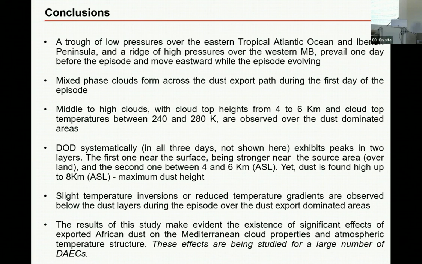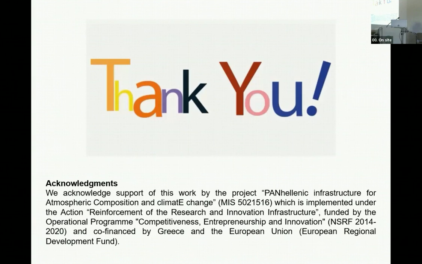Dust optical depth systematically exhibits two peaks, one near the surface and an elevated one between 4 and 6 kilometers. Slight temperature inversions or reduced temperature gradients are observed just below the dust layers, and the results of this study make evident the existence of significant effects of exported African dust on the Mediterranean cloud properties and atmospheric temperature structure. These effects are being studied for a large number of decades.